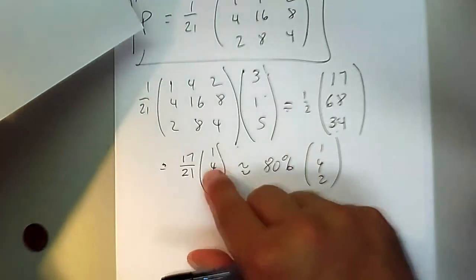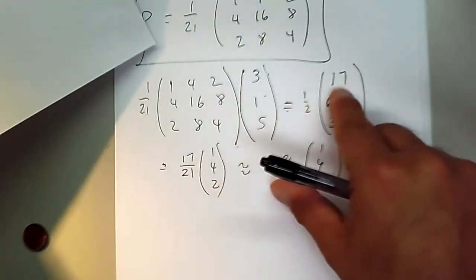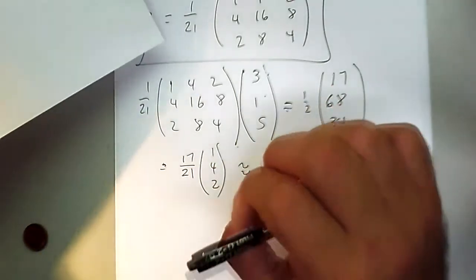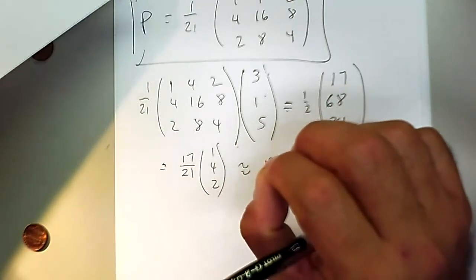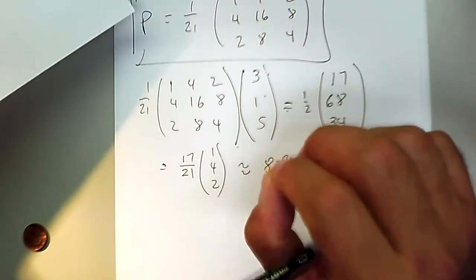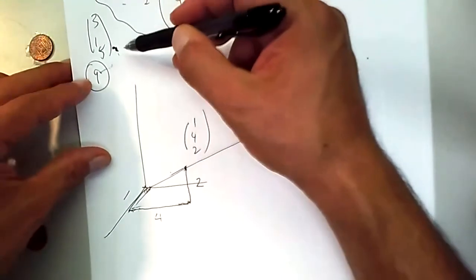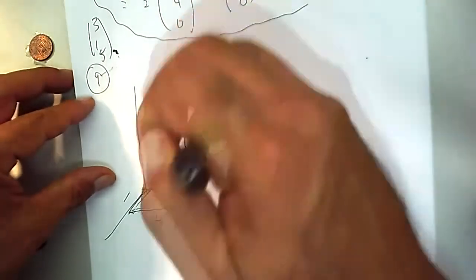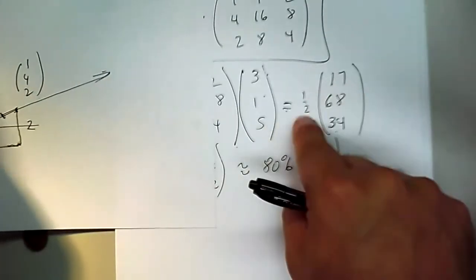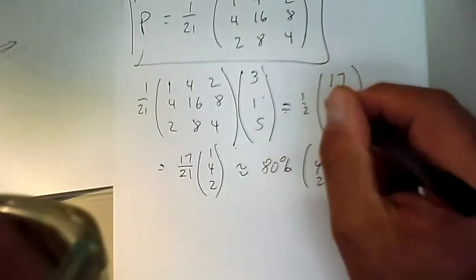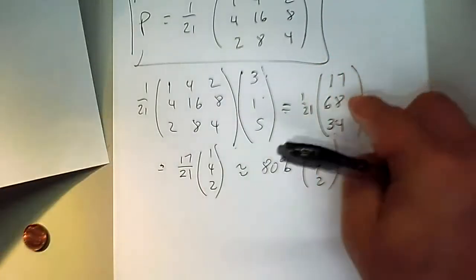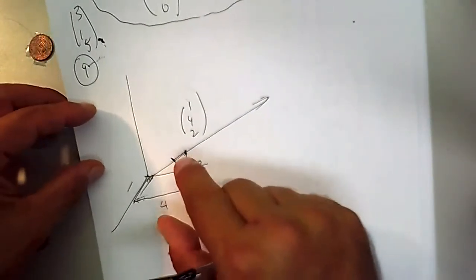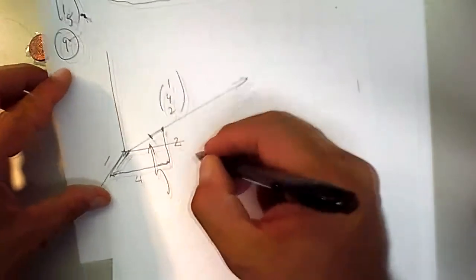The actual answer is 17 over 21, 68 over 21, and 34 over 21. Those are the precise, perfect coordinates of the point where this projects onto. So this point will project right about here. And the precise coordinates, again, are going to be 17 over 21, 68 over 21, and 34 over 21. Those are the precise coordinates of this guy. In fact, I'm going to write them down.